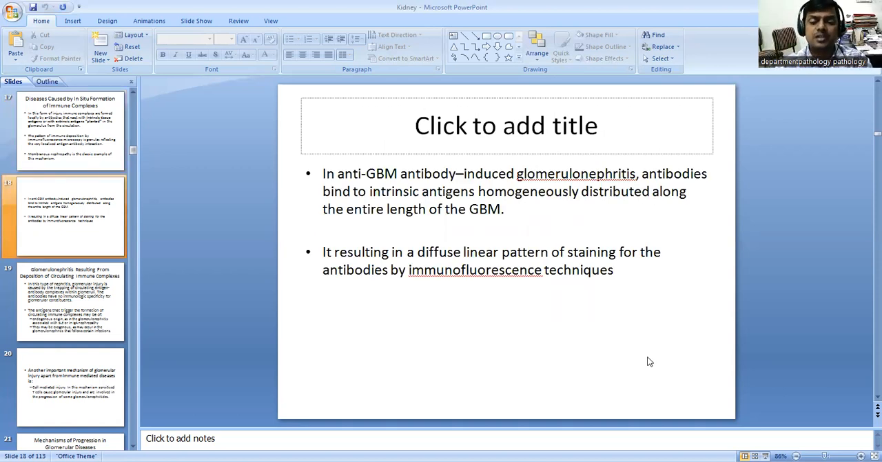In anti-GBM antibody induced glomerulonephritis, antibodies bind to intrinsic antigens homogeneously distributed along the entire length of the GBM, resulting in a diffuse linear pattern of staining for the antibodies by immunofluorescence techniques.